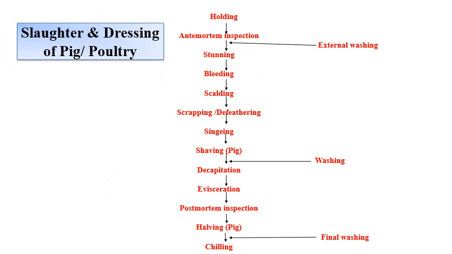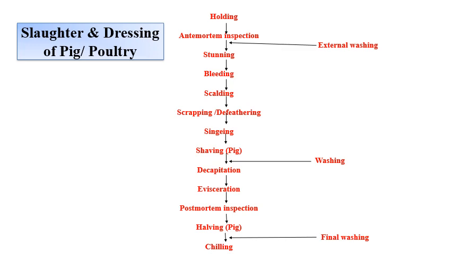So this lecture covers the slaughter and dressing of cattle, sheep, goat, pig and poultry, all the food animals, but restricting up to the slaughter. Here is the overall flow of slaughter and dressing in the case of pig and poultry, which is very much different from cattle or sheep and goat. Here again there is holding, ante-mortem inspection, then washing. Washing is more required in the case of pigs because they are very dirty. After that there is stunning and bleeding.